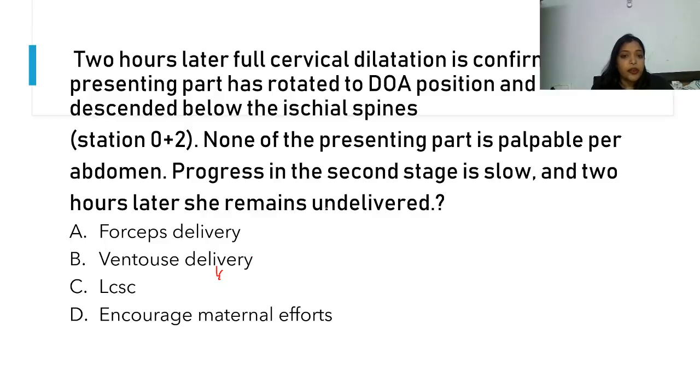We have waited only 2 hours, and as she is on epidural, I can wait for 1 more hour. So answer D is right, that is encourage the maternal efforts. The answer is D.